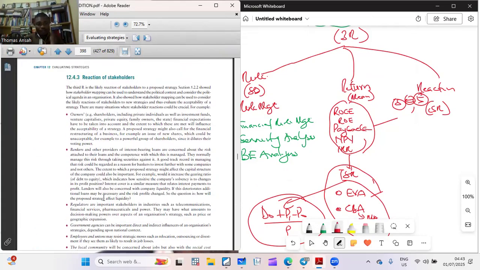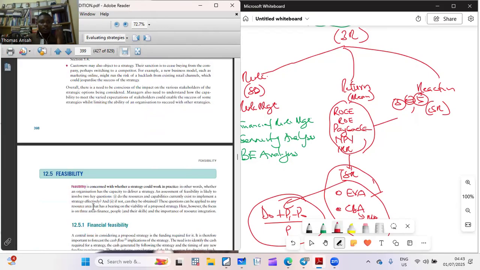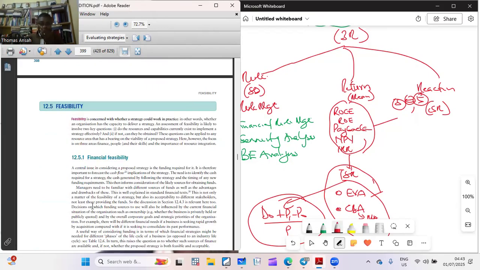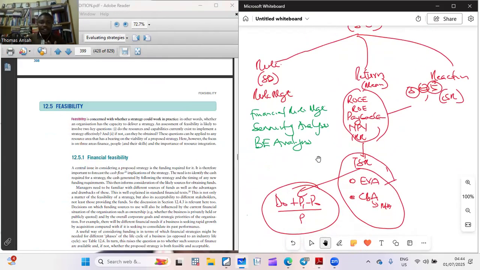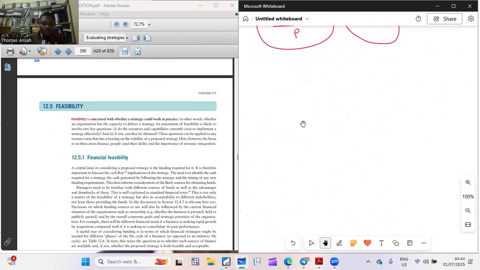Then the reaction. How will the owners react? How will your bank react? How will your regulators react? So basically, that is that. So that is for acceptability. Then the last one is feasibility.